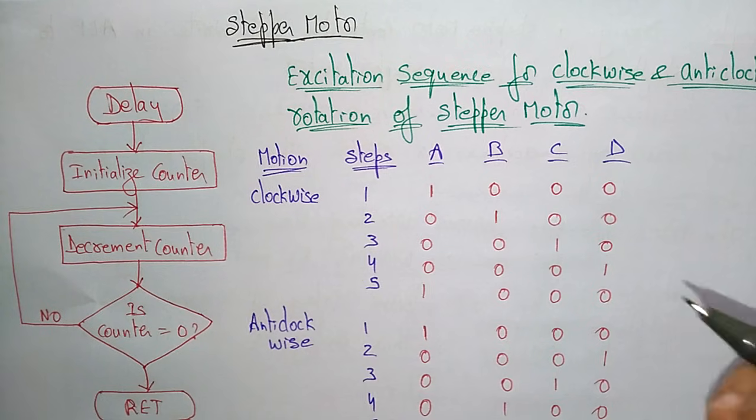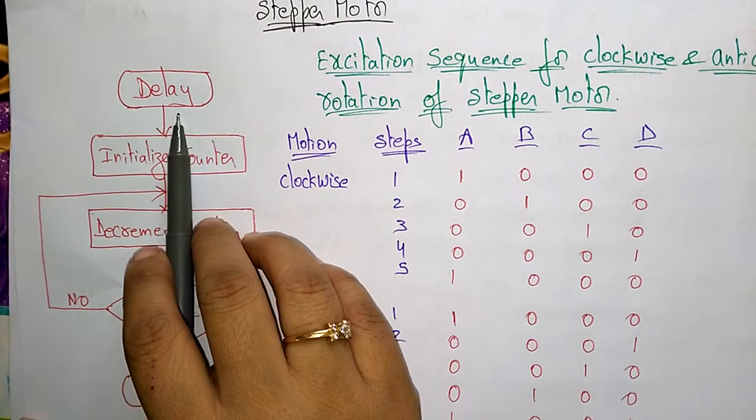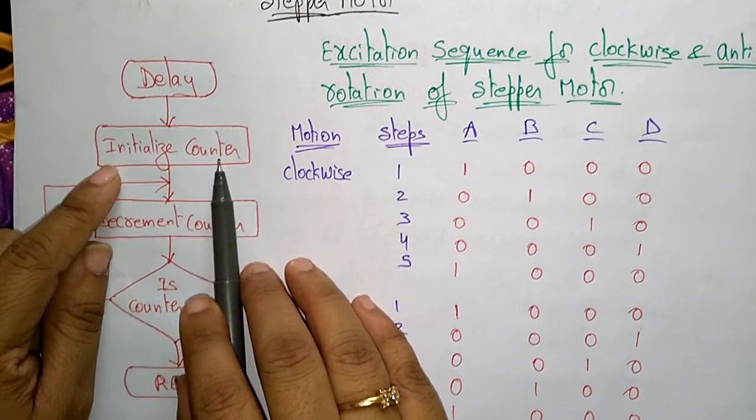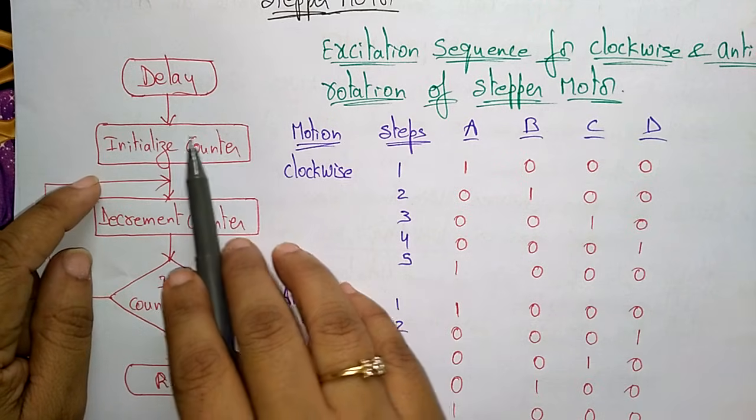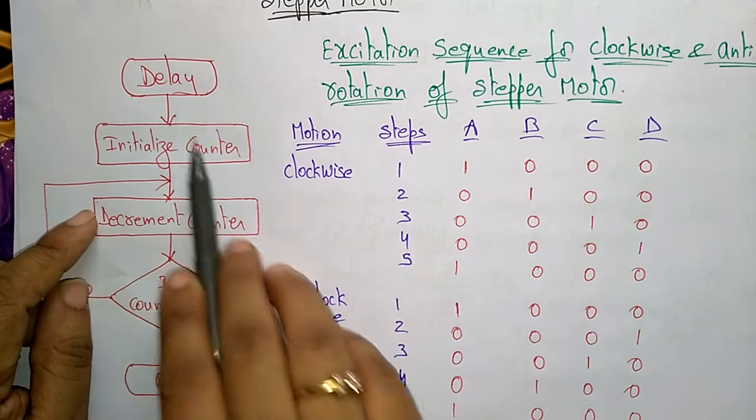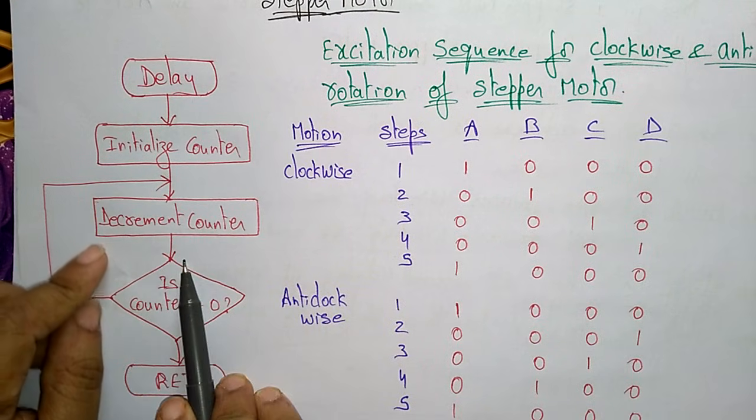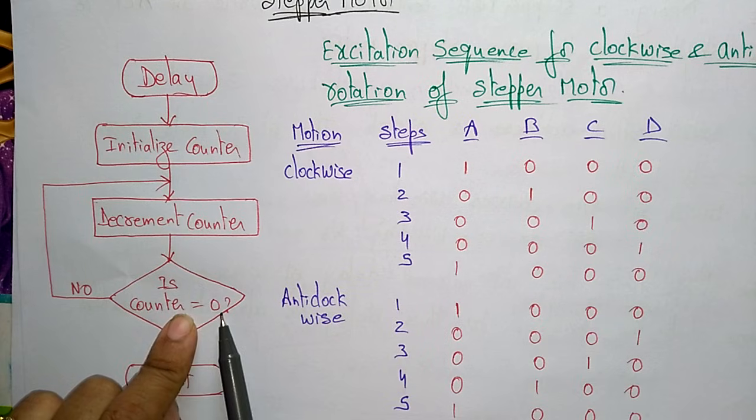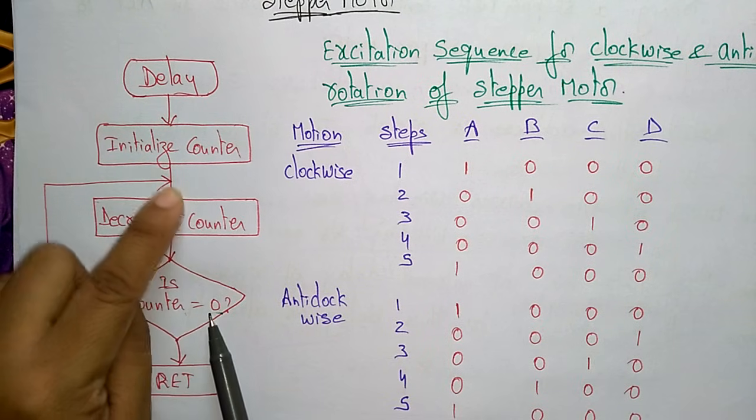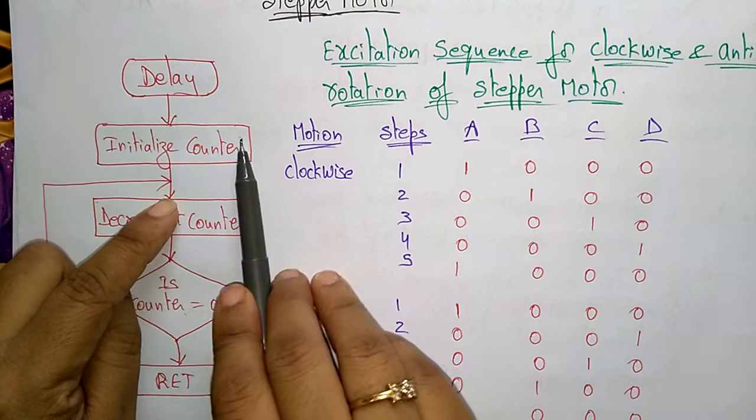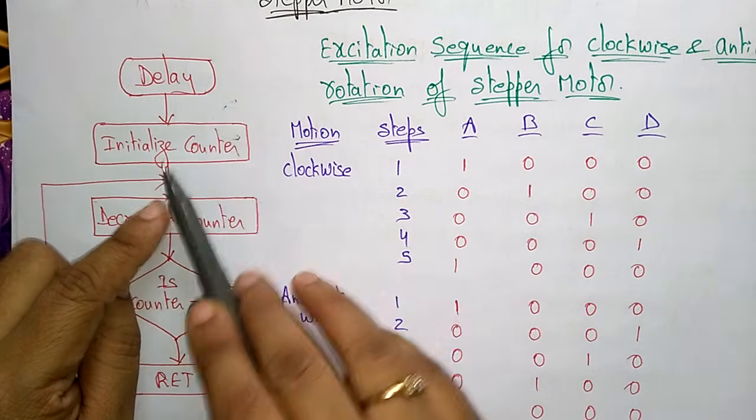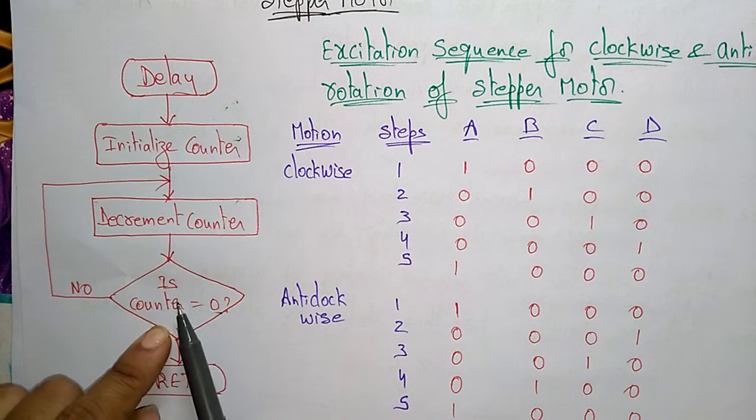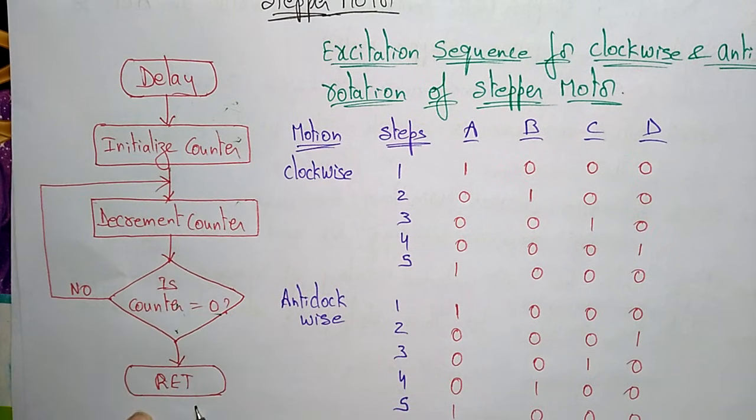So the flowchart for this is, first it takes the delay, next it initializes the counter. After that, for every rotation starting, the counter is decremented. Whenever it reaches 0, it is checked. If it is not 0, again it has to be decremented. So suppose we initialize the counter as 5. It decrements the counter until it is 0. So whenever the counter is 0, it returns.